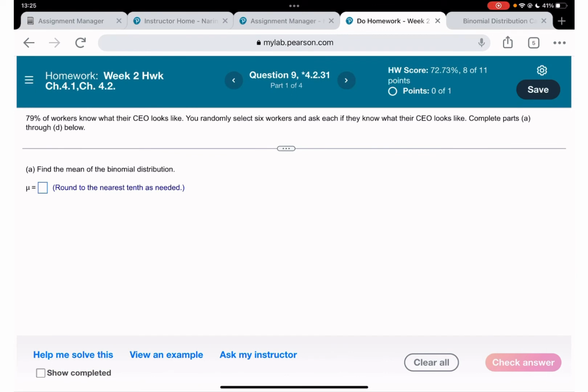Question number 9. Well, we already solved something like this many times. So mu is going to be 0.79, right? Let me see. 0.79. 6 workers, they choose 6 workers times 0.79 times 6. Because you randomly select 6 workers. It's going to be, to the nearest 10th, 3.7.